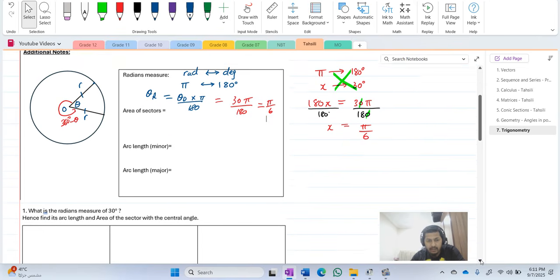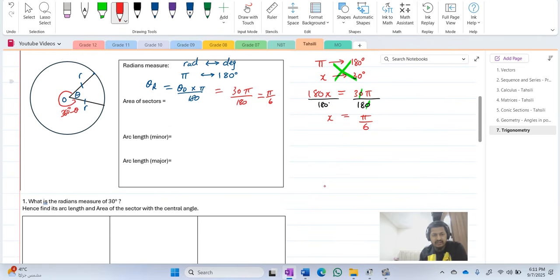Now we want to know what is the area of the sector. To calculate the area of the sector, just try to use theta in degrees. That's the reason why I've shown you this. To find the area of the sector, we use the formula area is equal to half r squared theta in radians. It has to be theta in radians.